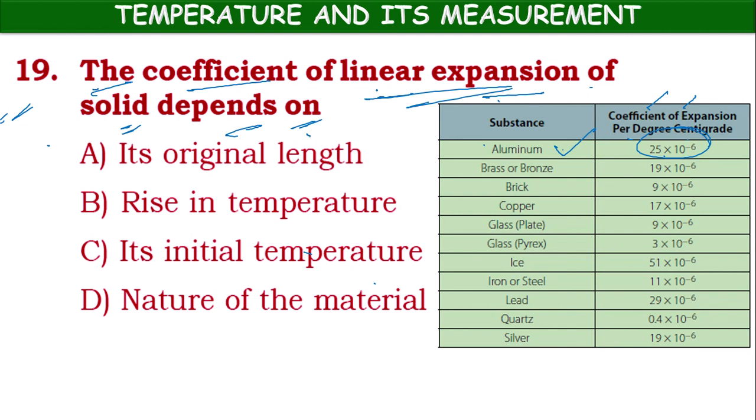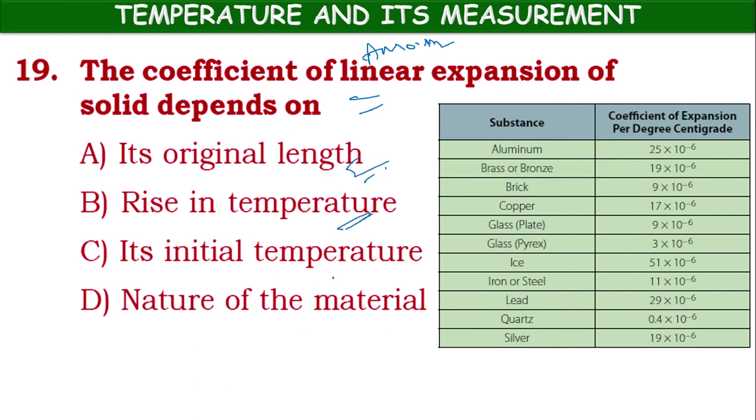The coefficient of expansion of a solid depends on the nature of the material, whether it is made of aluminum, brass, brick, copper, or glass. Depending on the kind of material, this coefficient will be different. So it depends on the nature of the material. The amount of linear expansion may depend on its original length, rise in temperature, and initial temperature. But we are not asking about the amount of linear expansion; we are talking about the coefficient. It depends on the nature of the material.